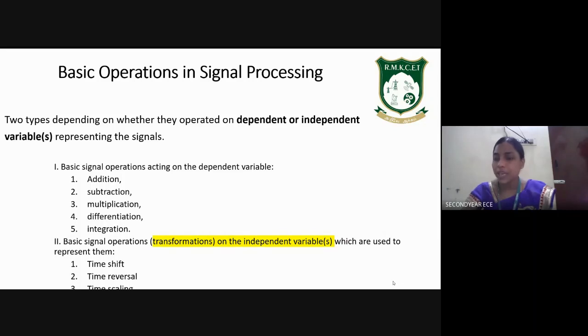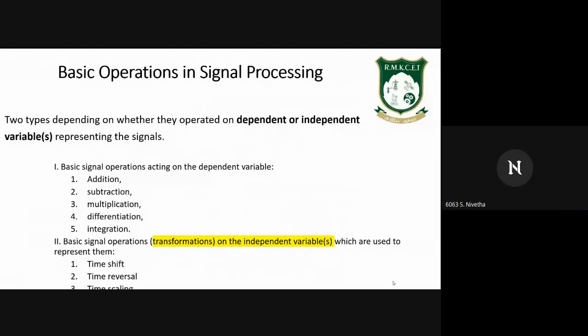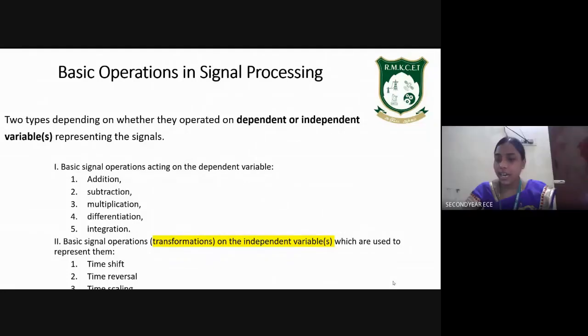My dear students, are you getting my point? Reverse. Yes, ma'am. In earlier days also, by using DVD or CD players, we would reverse. We would reverse the application. That means we will reverse the audio. We will reverse the video. So there, we will use this time reversal operation.